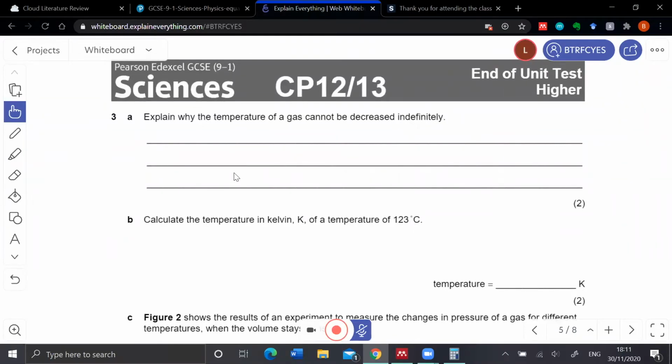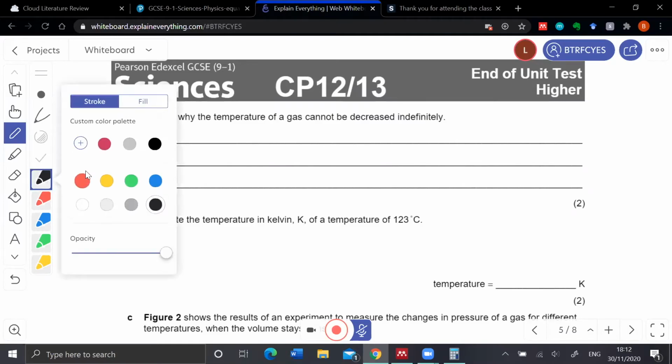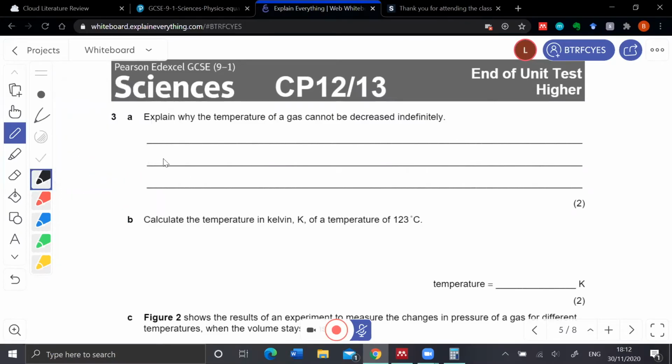Okay, so there's a few answers that you could give for this one as well. It says explain why the temperature of a gas cannot be decreased indefinitely. This is a thing to underline, because you could easily misread that, and I actually misread that. Some people highlight, some people underline. So why it cannot be decreased indefinitely, that means forever. So why you can't decrease it forever.